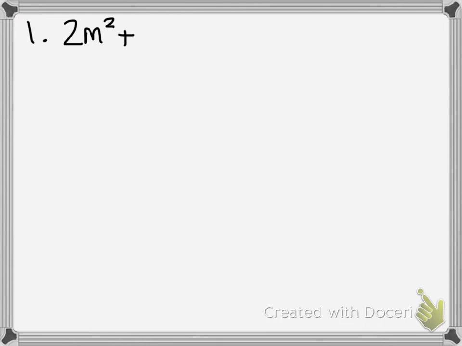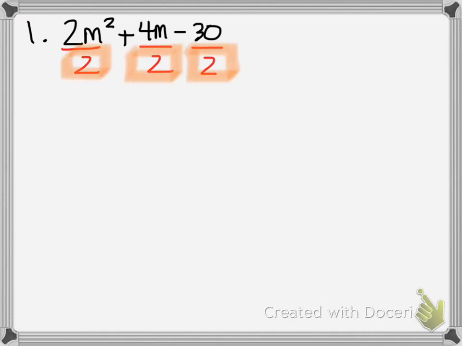So the first one is 2m squared plus 4m minus 30. If you look at your handout, my very first thing says all these numbers are even, which means we can factor out a 2. Factoring is a fancy way of saying every single thing can be divided by 2. But you can't just let those 2's disappear. Whatever you're dividing by, in this case 2, has to be written on the outside.